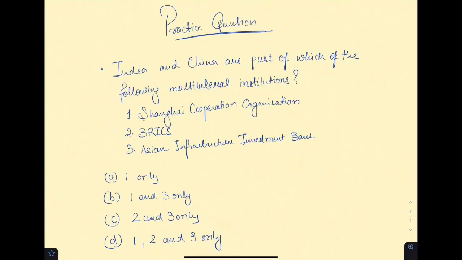This is your practice question of the day. India and China are part of which of the following multilateral institutions? Shanghai Cooperation Organization, SCO, BRICS, and Asian Infrastructure Investment Bank.